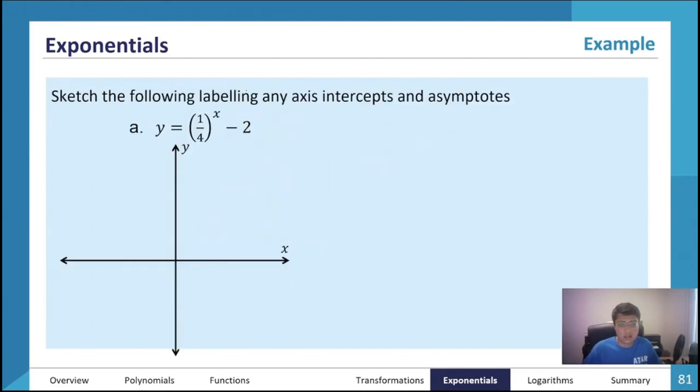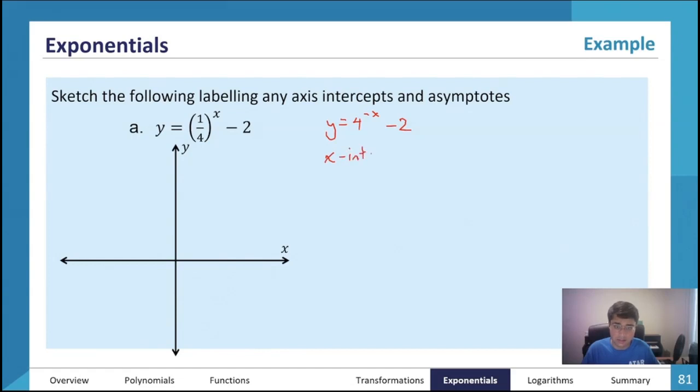Okay, and we'll get some practice with sketching as well. So we have y is equal to 1 over 4 to the x, minus 2. So remember, whenever we have a fraction, we want to think index laws. We can rewrite this as y equals 4 to the negative x, minus 2. Okay, so you can think about transformations, and that'll allow you to solve it immediately. Or you can find the x and y intercepts by hand, which is what I'm going to do.